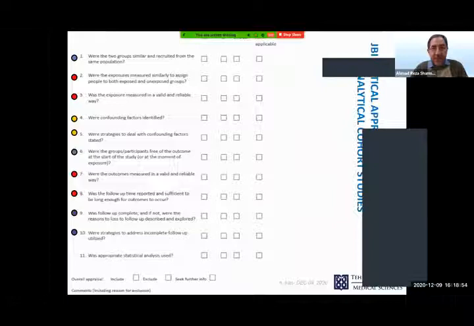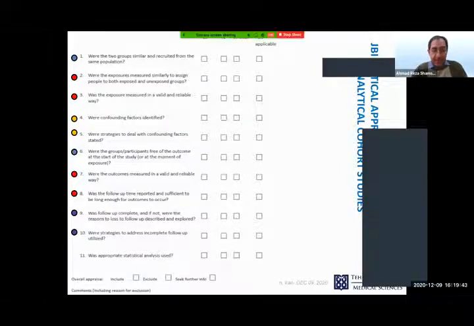Almost the last slide is about the critical appraisal items for cohort studies. The first item and the sixth are related to selection bias: were the two groups similar and recruited from the same population? The sixth question: were the groups and participants free of the outcome at the start of the study? Because we said in a cohort study, the direction of the study is from exposure to the outcome. So all of the participants should be disease-free at the start of the study.